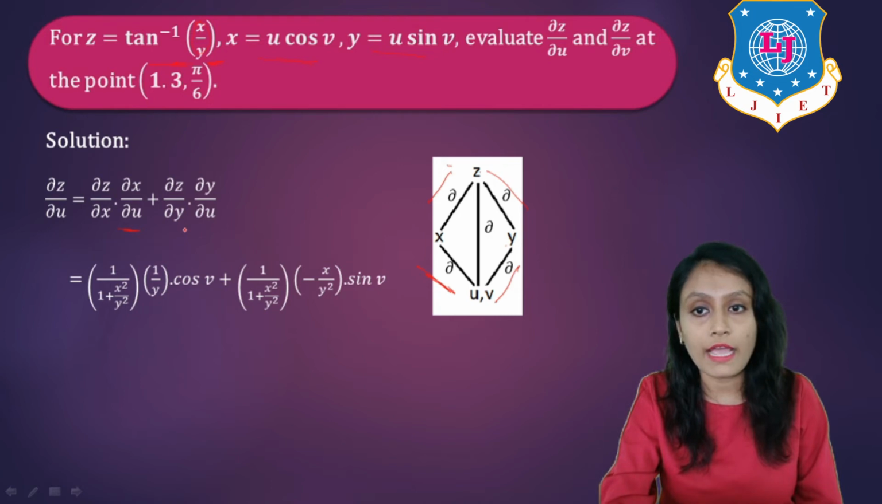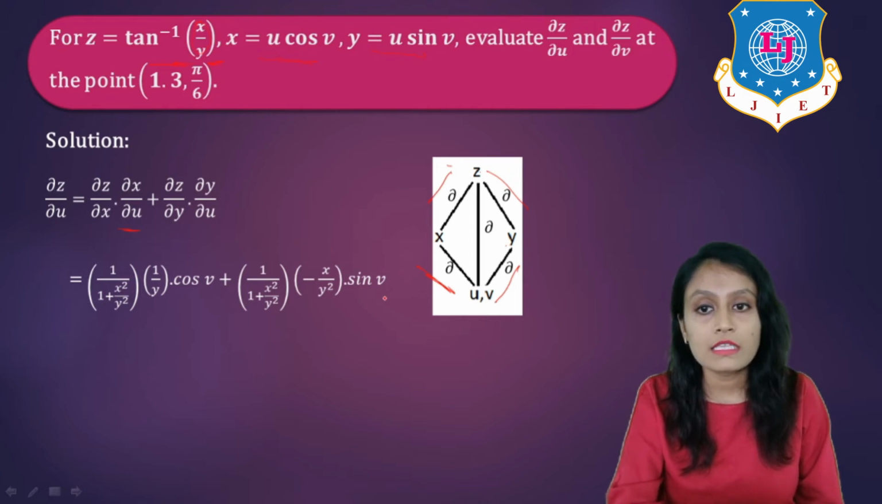Plus the next one, del z by del y, that is the derivative of z with respect to y keeping x constant. So the first term will be 1 upon 1 plus x square upon y square into the chain rule. Now here we are keeping x constant, so x as it is, and the derivative of 1 upon y is minus 1 upon y square, and then del y by del u, meaning the derivative of y with respect to u with v constant. So here we have sin v.